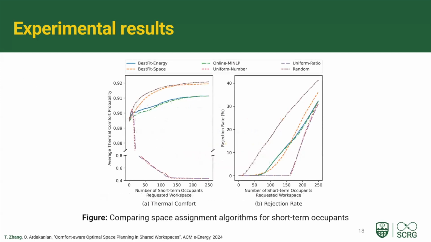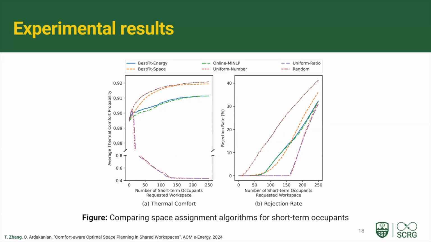And this figure shows the performance of different algorithms for short-term occupants after we already have 100 long-term occupants assigned in this building using our proposed MINLP approach. On the left-hand side, you can see that all the algorithms are capable of maintaining thermal comfort, because all of them at the beginning have an average thermal comfort probability higher than 0.8. We pick 0.8 as our threshold.